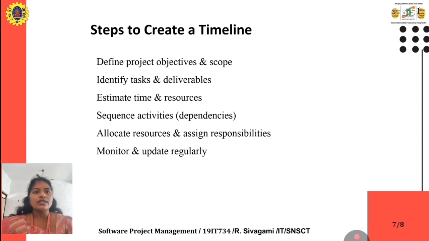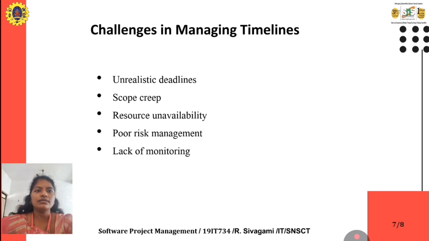And then allocate resources and assign the responsibility. Monitoring is the most important thing in every process, so we should regularly monitor that project. The next one is some challenges we face in managing timelines. The first ones are unrealistic deadlines, scope creep, resource unavailability, poor risk management, lack of monitoring.